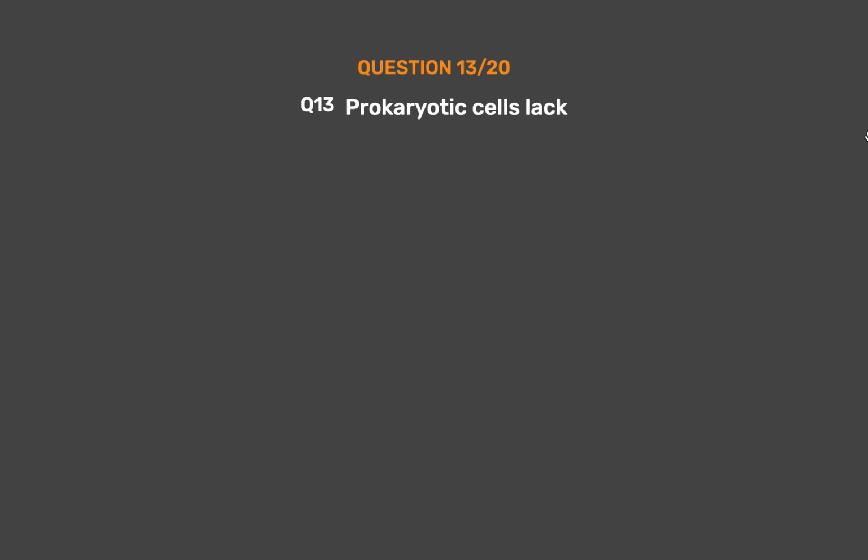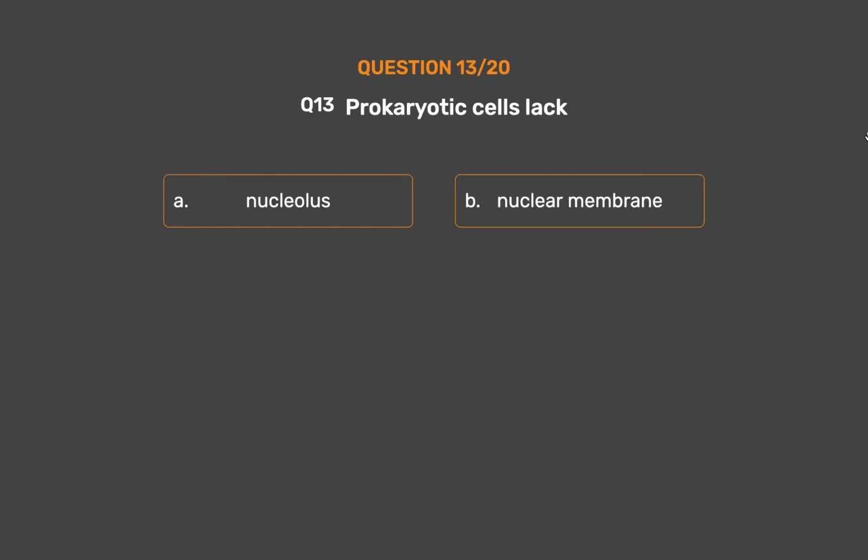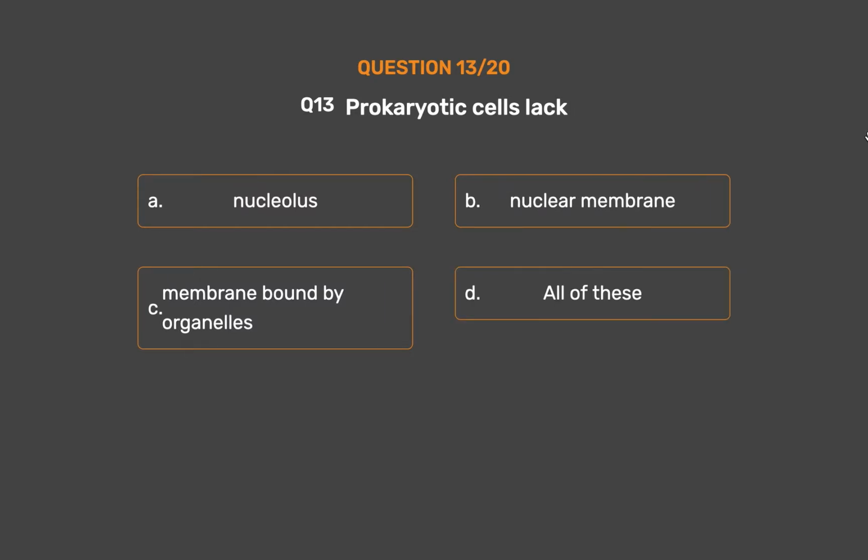Question number 13. Prokaryotic cells lack. Option A. Nucleus. Option B. Nuclear membrane. Option C. Membrane-bound organelles. Option D. All of these.